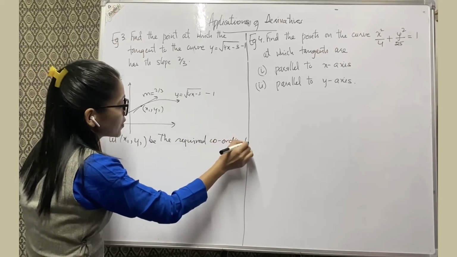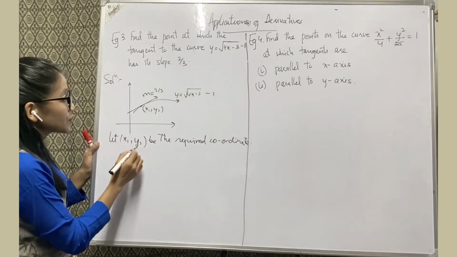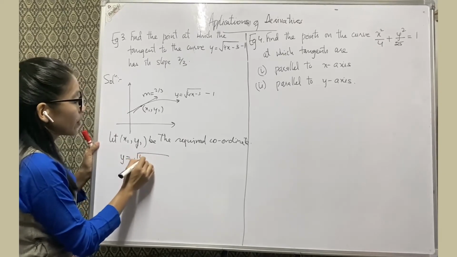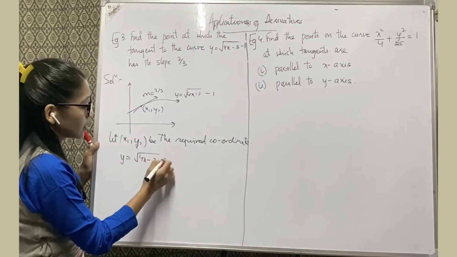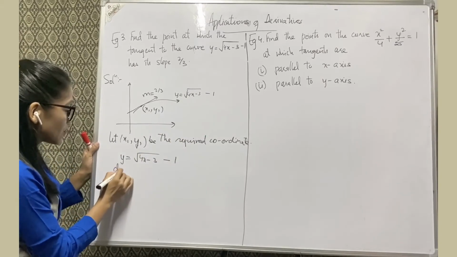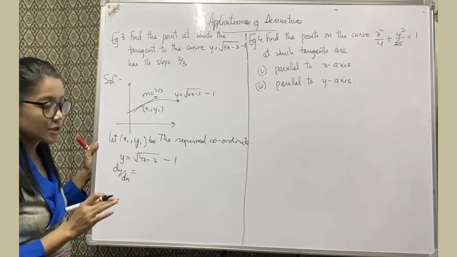So now we want to find this point (x1, y1). First of all, you are going to do this: y = √(4x − 3) − 1. This minus 1 is outside the root. So first you find dy/dx, because dy/dx gives us the slope of the tangent.